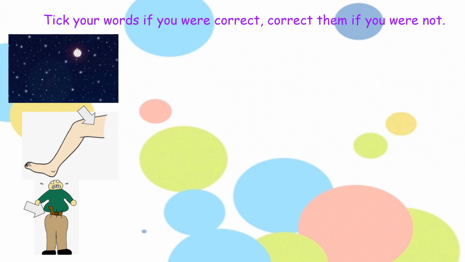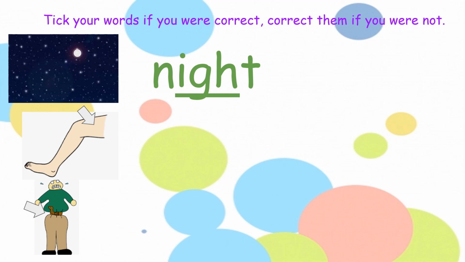Okay, now it's time to see if you were correct. So your first word was night. How many sounds are there in night? Superstars, there are 3 sounds in night. So hold up your 3 fingers. I'm going to say the word night. You say it, night. And now let's pinch our sounds. N-igh-t, night. Let's see if you're correct. Fantastic, well done. Give yourself a big tick next to your word if you wrote it correctly.